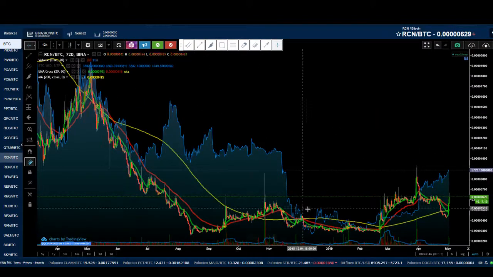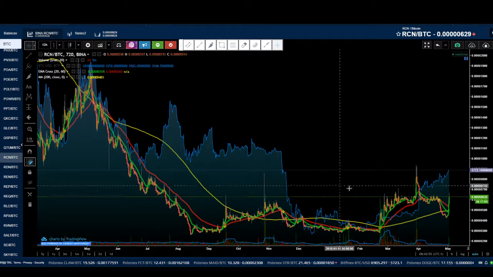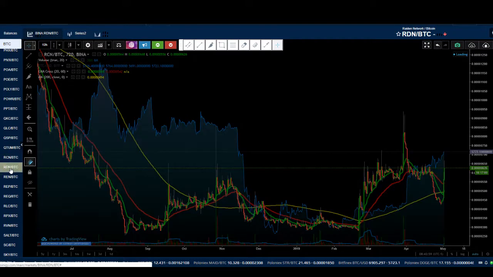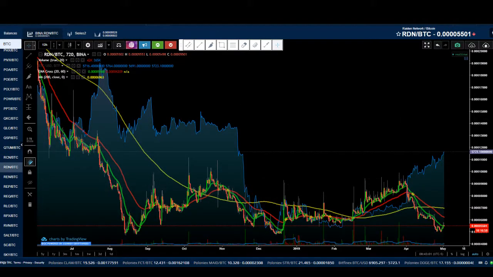RCN. Okay. That one's marked as a pass, and it's doing something. That's good. The more of these, the better. The more of these breakouts, this kind of, I like it. RDN. What are you doing here? Now I'm getting excited. RDN is marked as a pass.